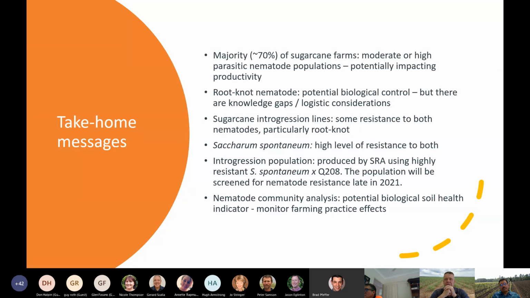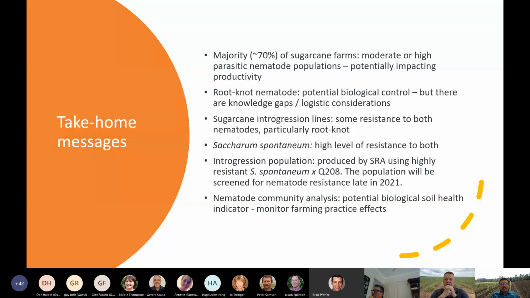Sugarcane integration lines are resistant to both types of nematode, but they're actually more resistant to root knot. In Saccharum spontaneum, we found they have a high level of resistance to both types of nematode. So as plant breeders, they produced a population by crossing a highly resistant Saccharum spontaneum with Q208. This population will be screened for nematode resistance in 2021.